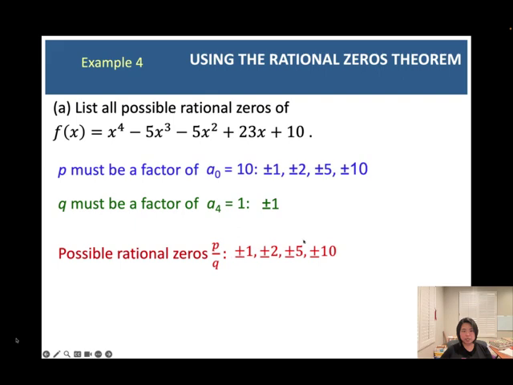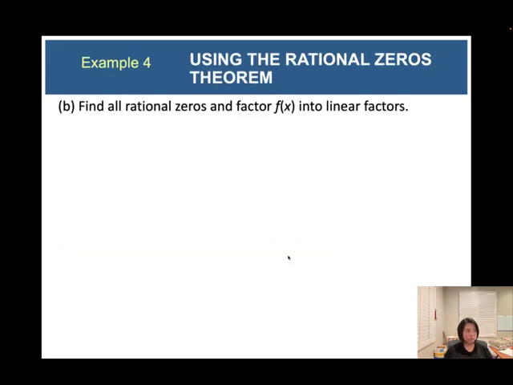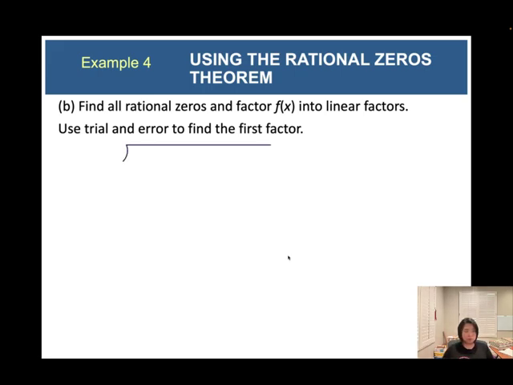So we're going to pick one of these numbers. Use synthetic division to see which one will be your zero. Okay, so use trial and error to find the first factor. I'm going to try x equal to 5 first. Okay, you could try 1, -1, 2, or -2, but I just try x equal to 5.